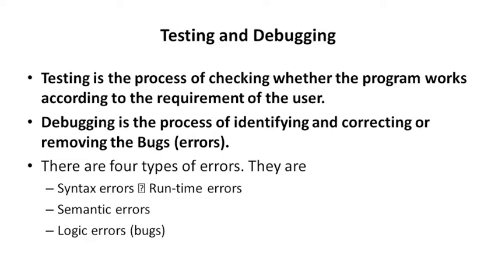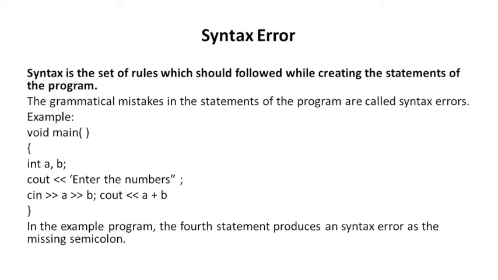There are four types of errors. One is syntax errors, then runtime errors, semantic errors, and logical errors. Syntax errors. Syntax is a set of rules which should be followed while creating the statements of the program. The grammatical mistakes in the statements of the program are called syntax errors.